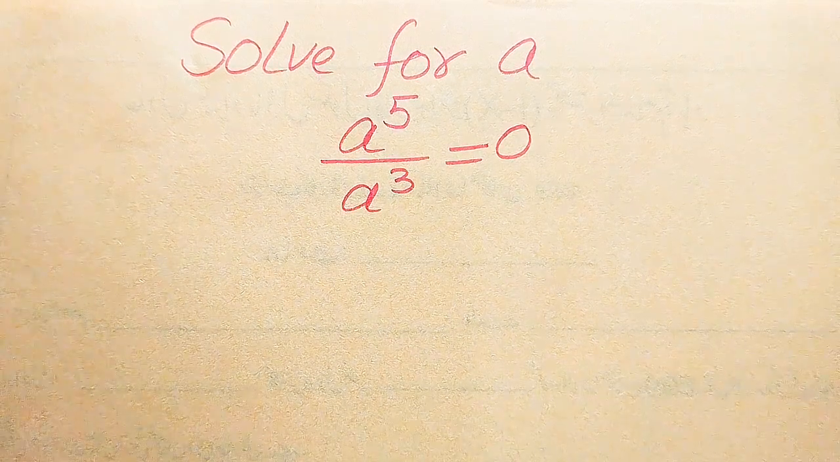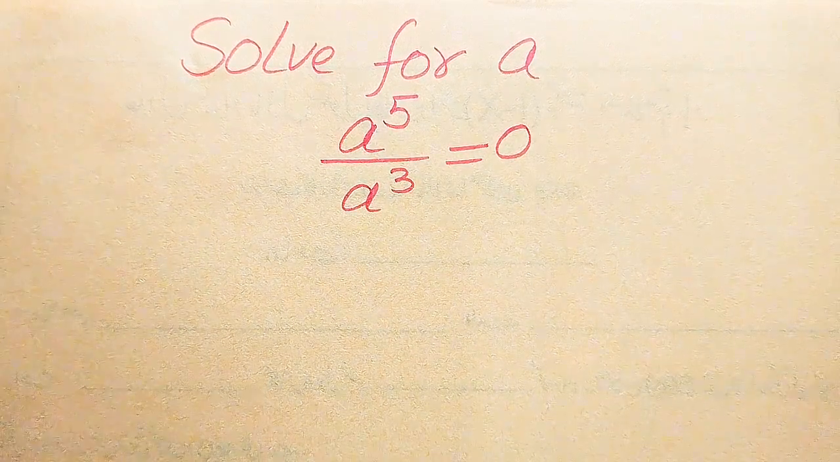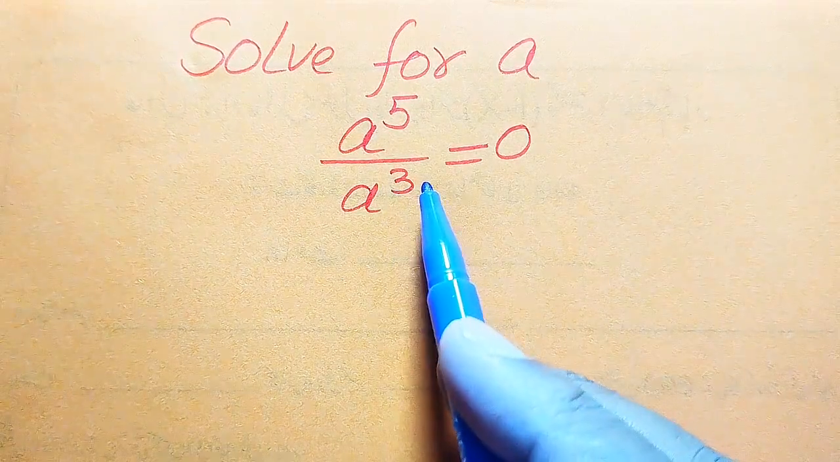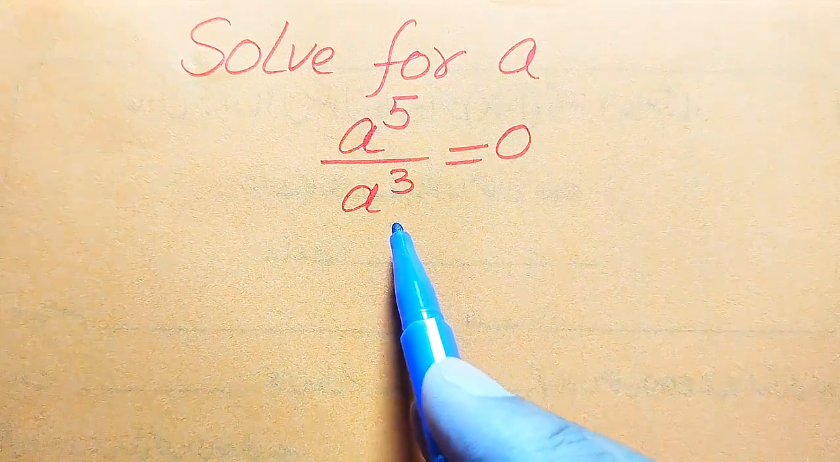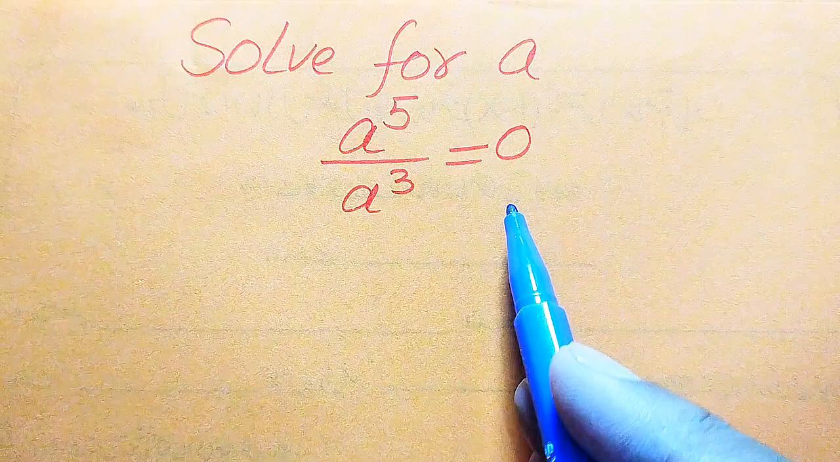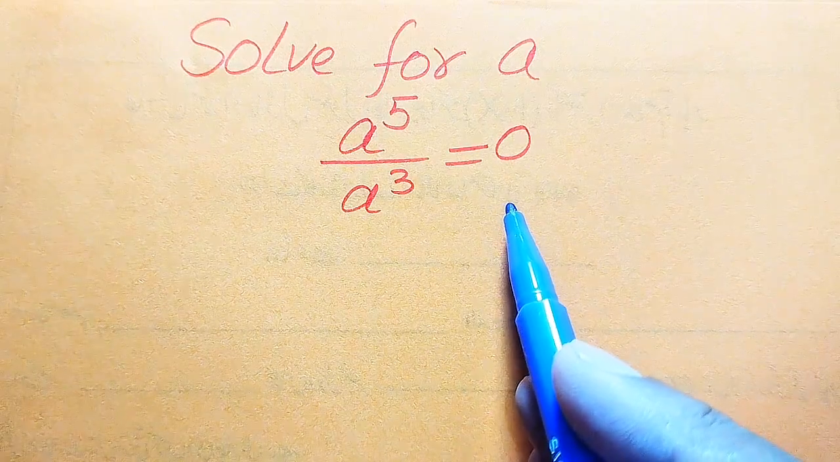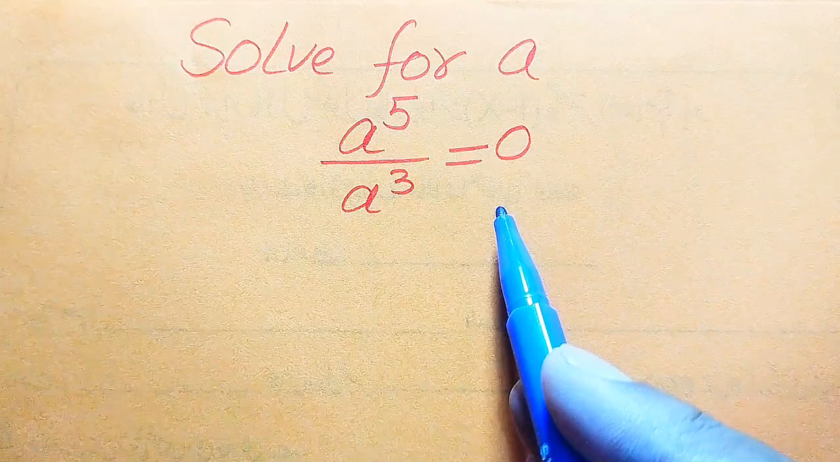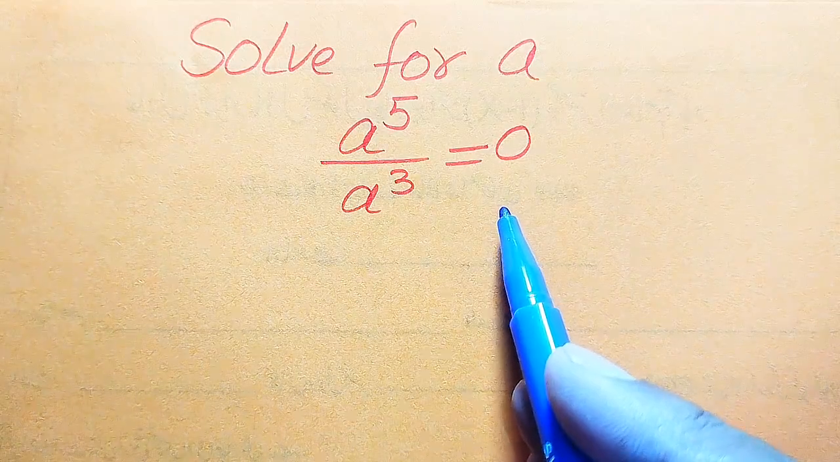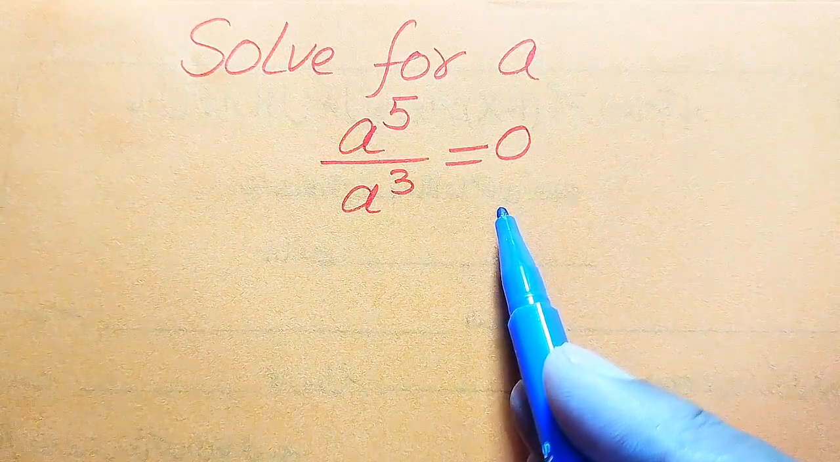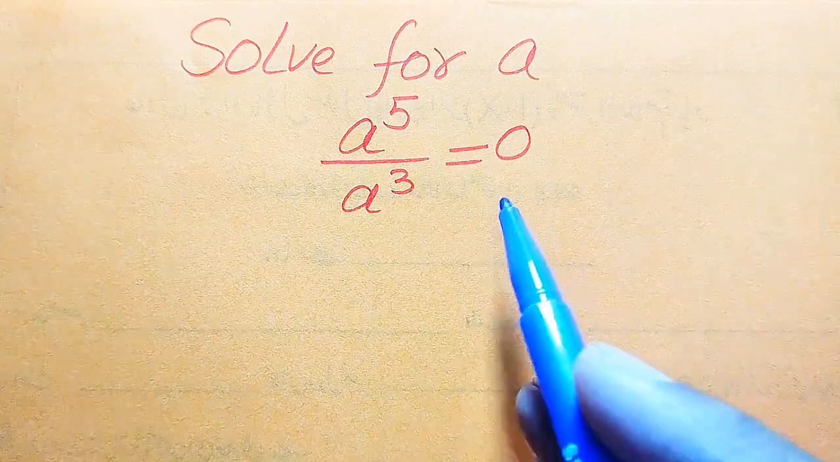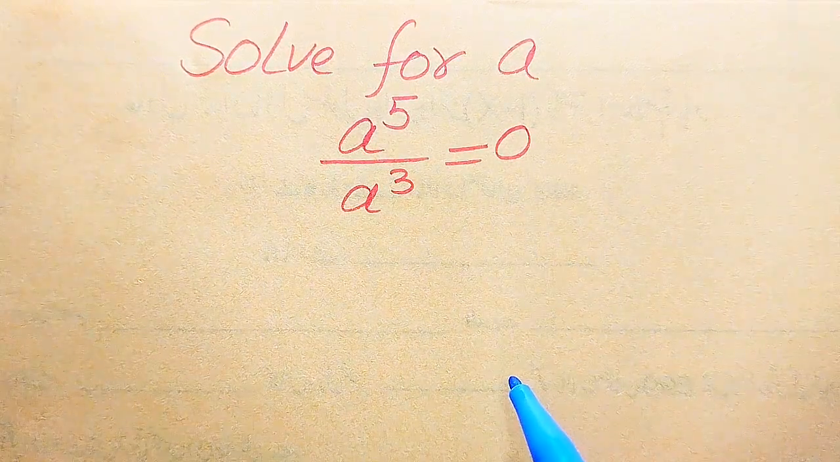Hello everyone, how to solve this problem for the values of a. If we have a to the power of 5 divided by a cubed is equal to 0, we solve this problem for the values of a. So here we need to find all the roots of this equation, and at the last we will verify which of the roots are solutions and which of the roots are extraneous roots.